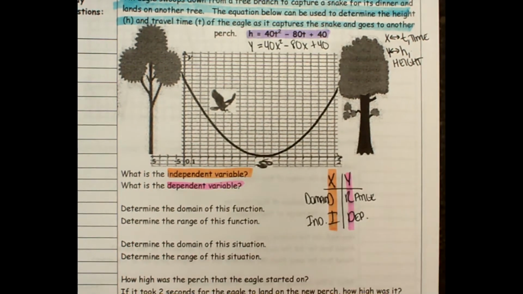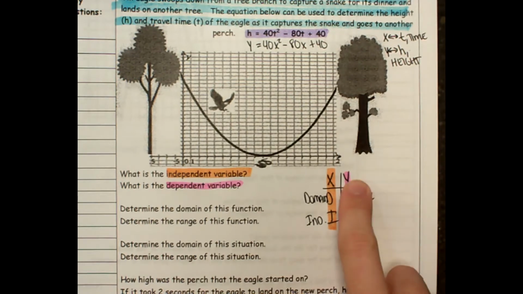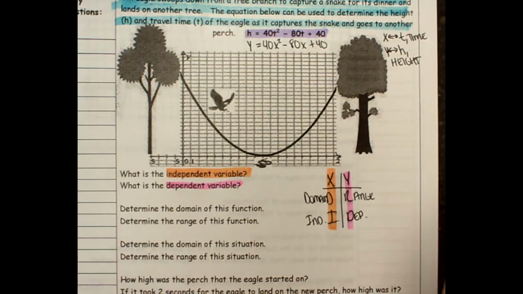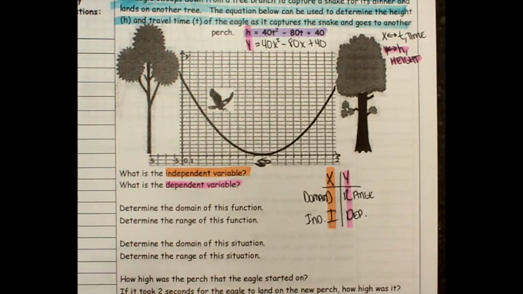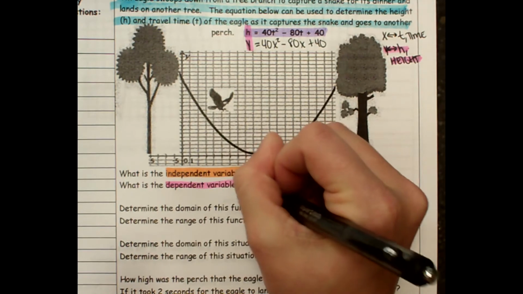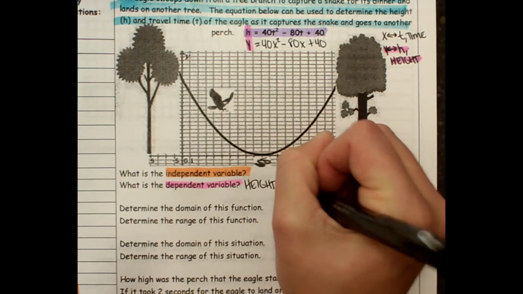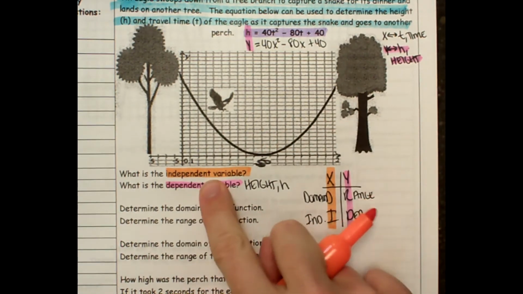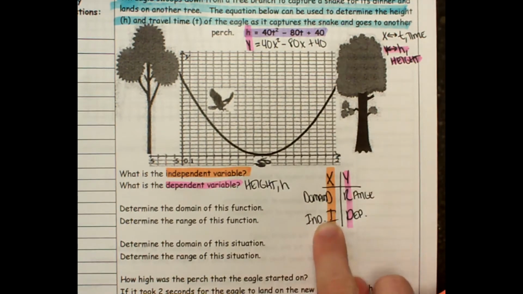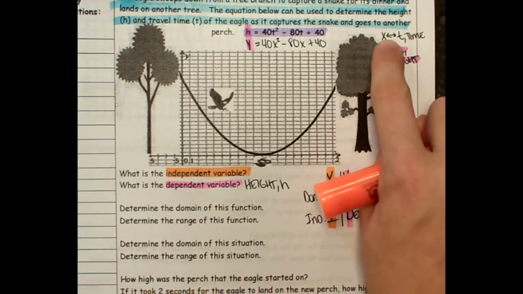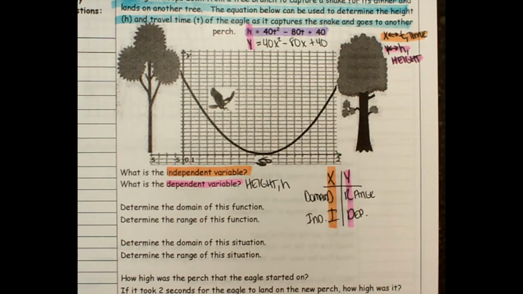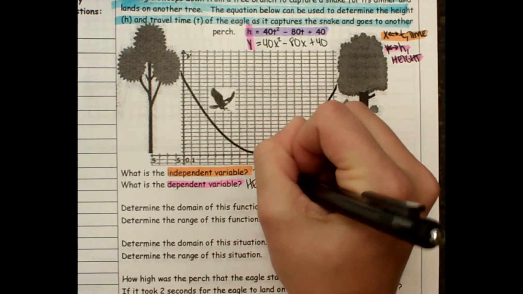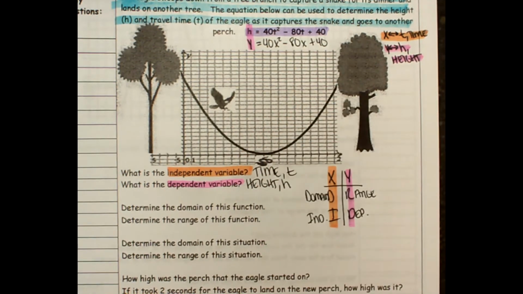Going back to what we said before, your dependent variable is the y. So we said our dependent is the y for height, right here. Height, h. And then your independent variable, according to x, y, Dr. ID, is your x. We're saying the x is for time. So time, t.